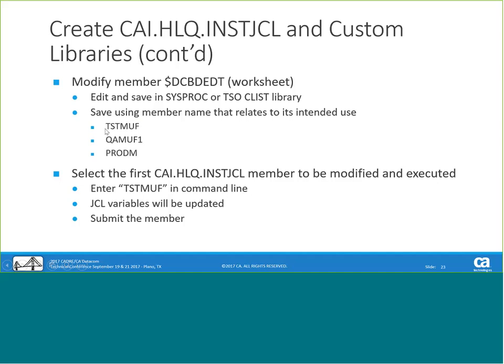So if you're upgrading a test MUF, and the name of the MUF is TST MUF, then you can call the member test MUF. Or if it's a QA MUF, you can call it QA MUF 1 or prod MUF or what. So I suggest that if you're going to use that macro, that you save it and use the MUF name, and that way you know what it's for. Select the first INST, enter test MUF in my example here, and JCL variables will be updated and submit the member, etc.